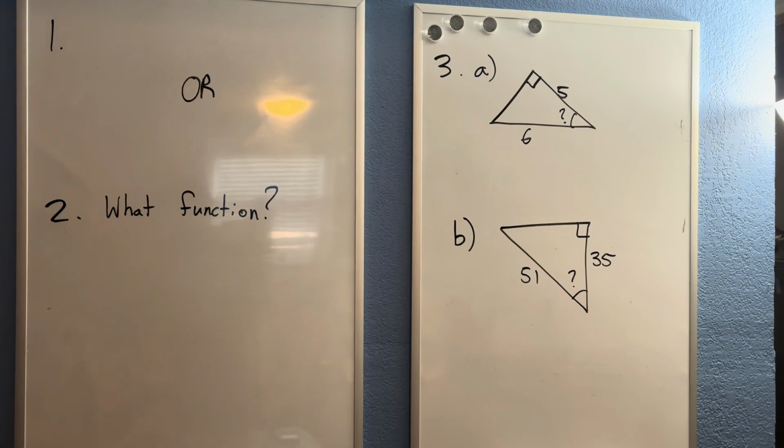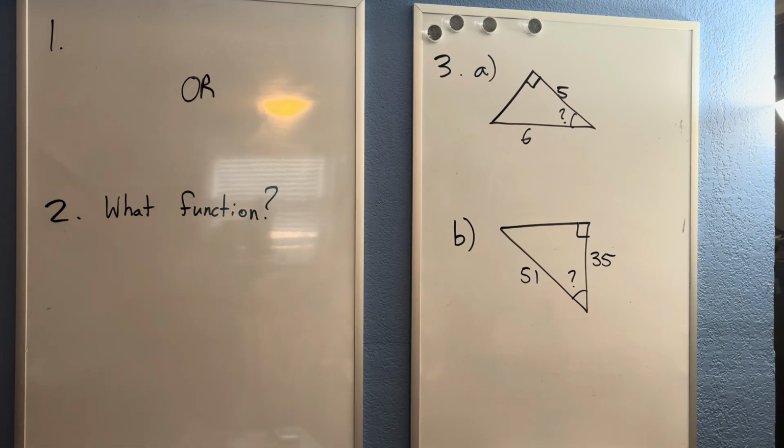All right, we are on to the video for the day 5 notes section, which is about using SOHCAHTOA to find missing angles of a right triangle. Okay, so question 1 there, to find missing angles of a right triangle, what information do you need? So I already wrote this "or" in here because there's 2 ways we could do this.